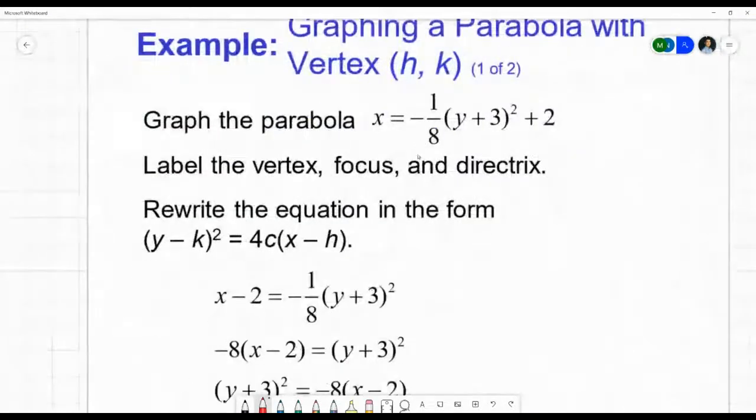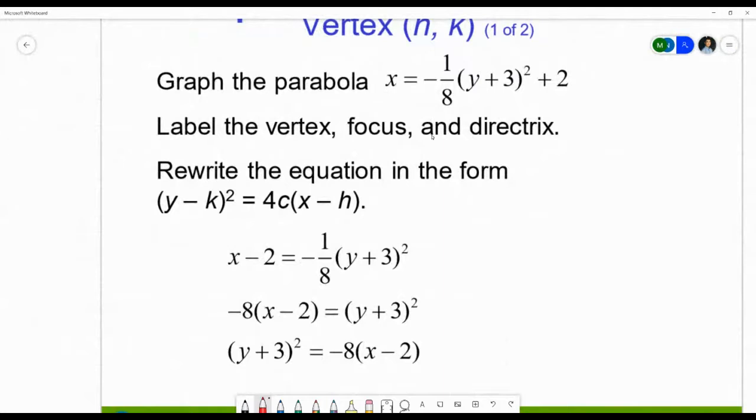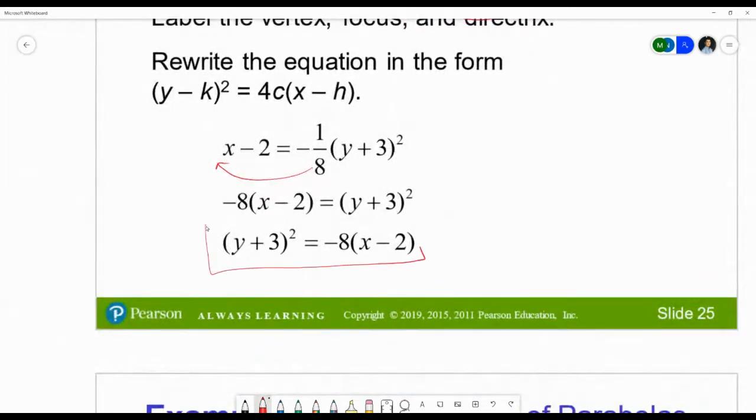All right, so here they ask us to graph the parabola. Anytime they ask you to graph something, make sure you rewrite it in the graphing form so you know what our c value and our h and k values are. That will help you graph. So here we need to get the square term by itself. We have x minus 2 equals negative 1/8 times y plus 3 squared. And we're going to move this negative 1/8 over. That gives us negative 8 here. So now we have the form that we want. Our h and k is negative 3 and 2.